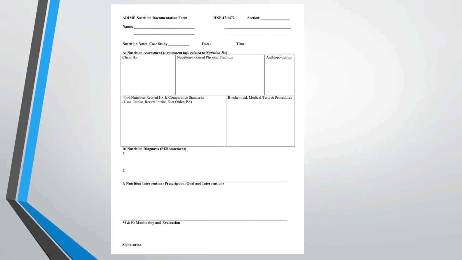This is the nutrition documentation form that we use in this course. You'll use it in 472 as well. But you can see the A portion, the nutrition assessment part. We've got a couple of different boxes for you to put your information in: client history, nutrition-focused physical findings, anthropometrics, food and nutrition related history, and comparative standards.